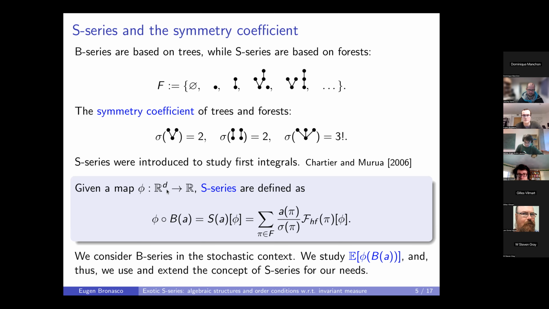So given the map phi from R^d to R, S-series are defined in the following way. We can take a B-series, which is a map from R^d to R, and we can compose it with phi. Then the result will be a certain differential operator S of A applied to phi. Right? So this S of A is called an S-series. And it can be written as a certain formal sum over the set of forests, where every term is a differential operator corresponding to the forest, which is applied to phi. And the coefficients are given by the extension of the functional A from the set of trees to the set of forests multiplicatively. And then we divide it by the symmetry coefficient sigma of the forest, sigma(pi).